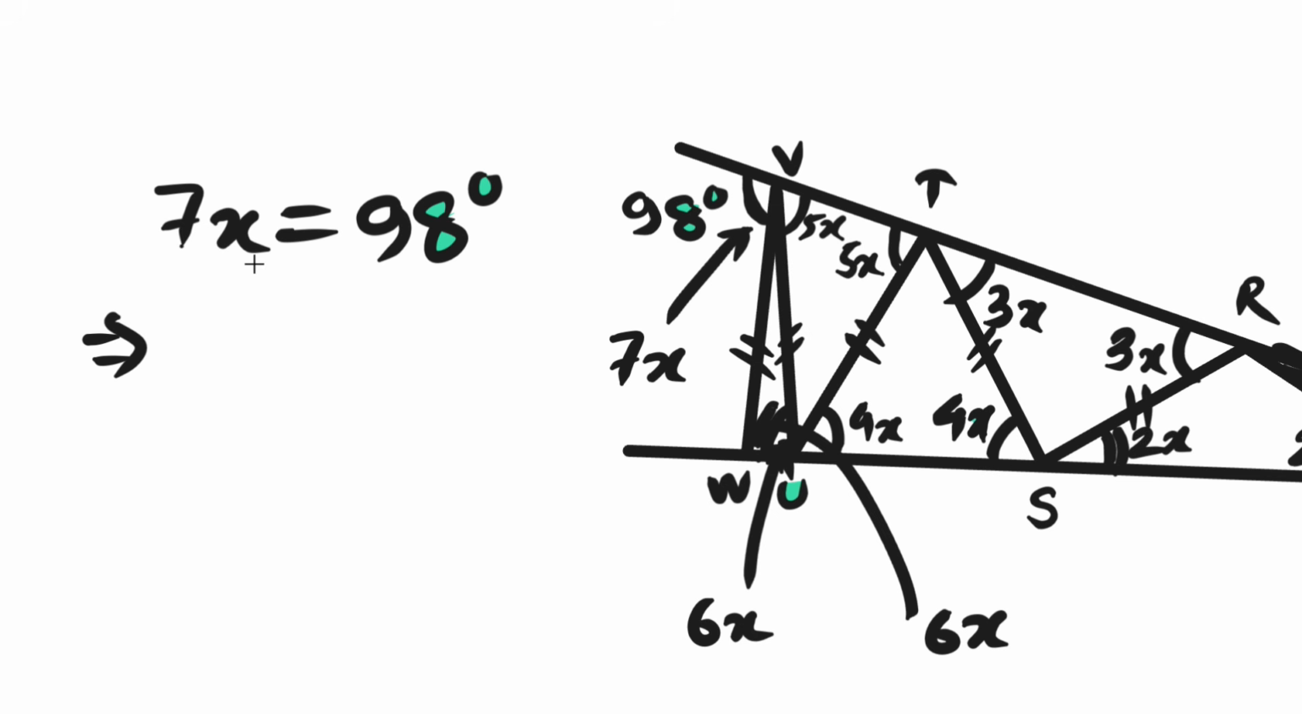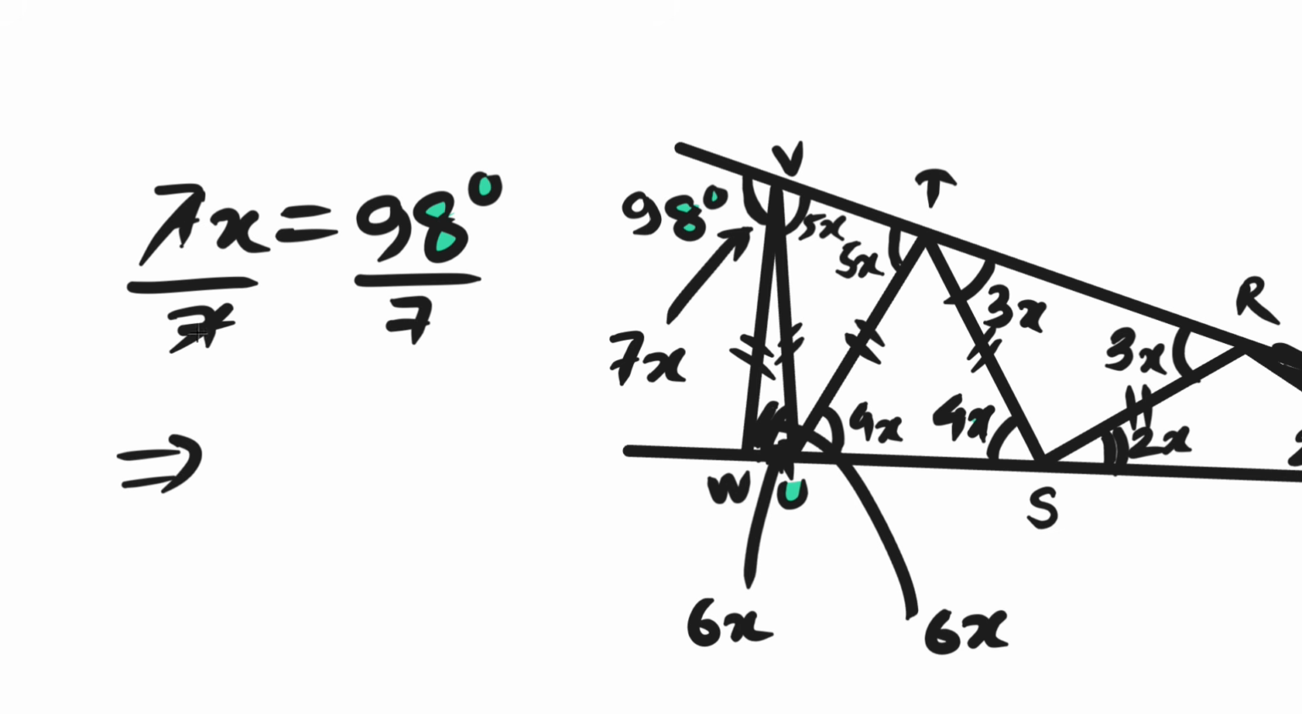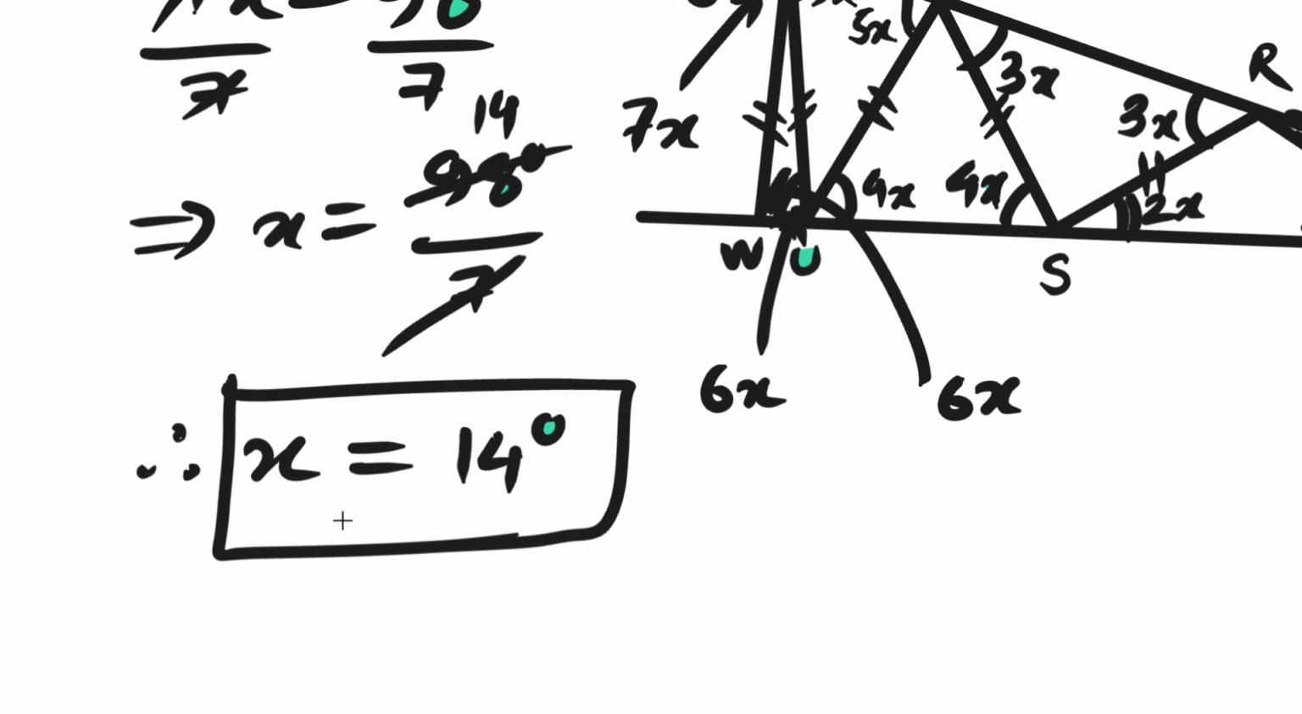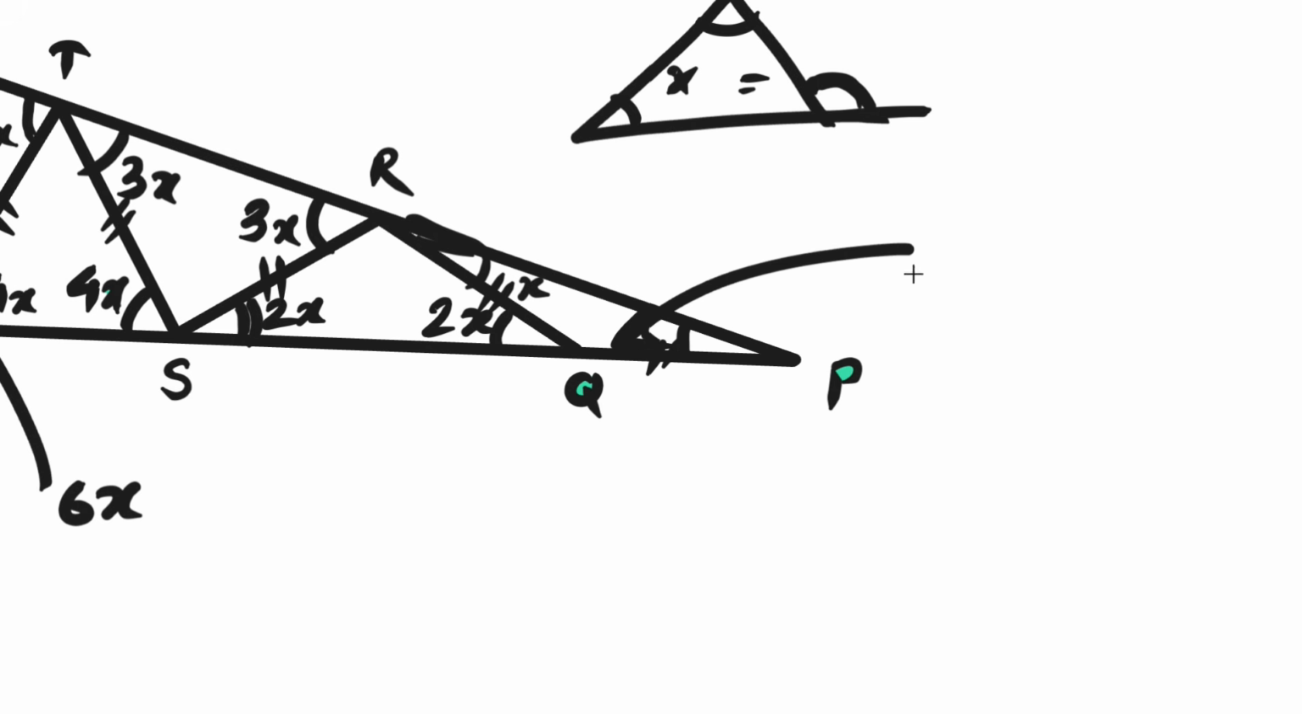Now, we simply need to solve for x. To isolate x, divide both sides of the equation by 7. So x equals 98 divided by 7. And 98 divided by 7 is 14. Therefore, x equals 14 degrees. So our final answer is 14 degrees.